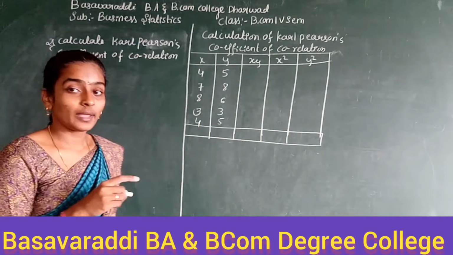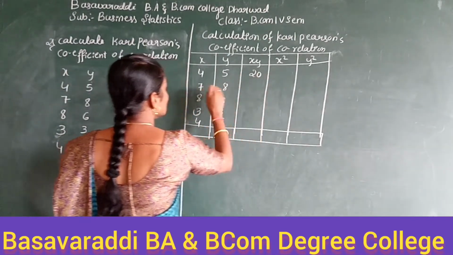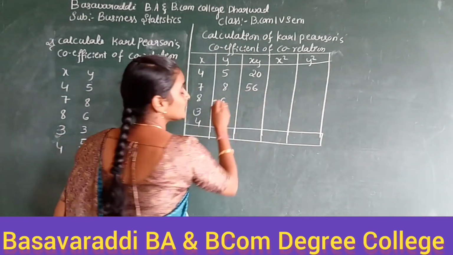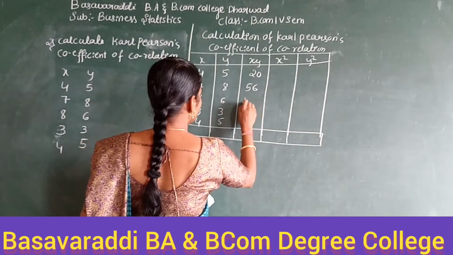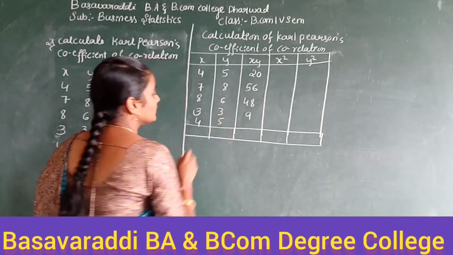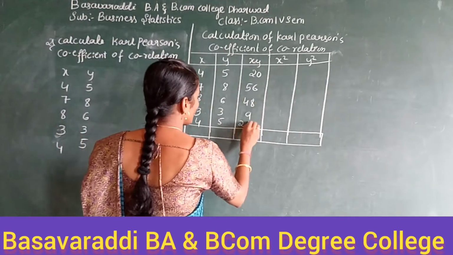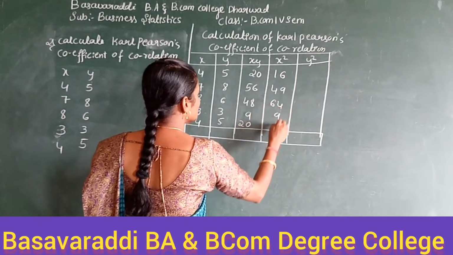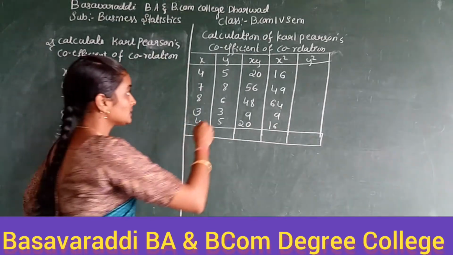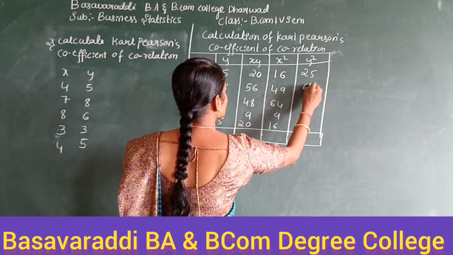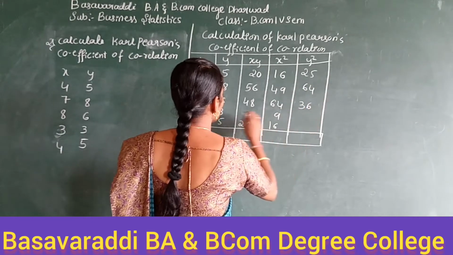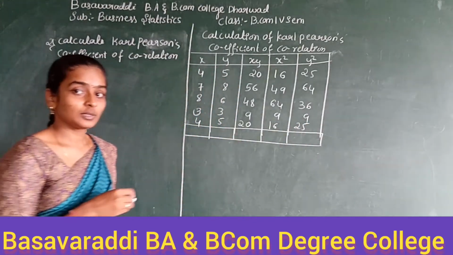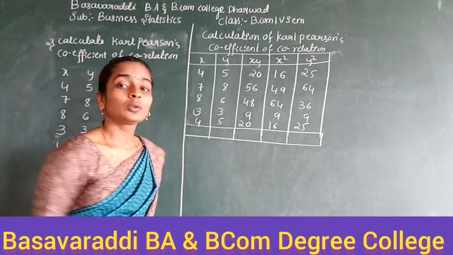Next, x into y: 4 into 5 is 20, 7 into 8 is 56, 8 into 6 is 48, 3 into 3 is 9, 4 into 5 is 20. Next, x square: 4 4s are 16, 7 7s are 49, 8 8s are 64, 3 3s are 9, 4 4s are 16. The next one, y square: 5 5s are 25, 8 8s are 64, 6 6s are 36, 3 3s are 9, 5 5s are 25. I hope you understood. Next, we have to complete all the columns.